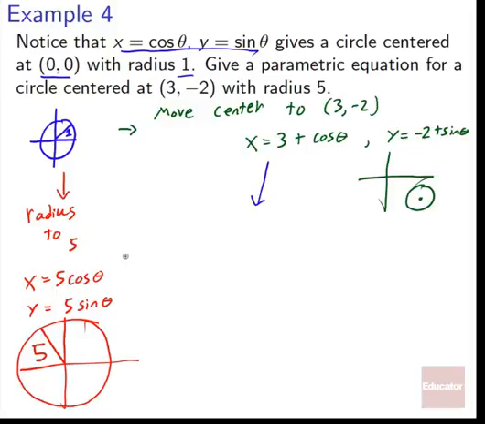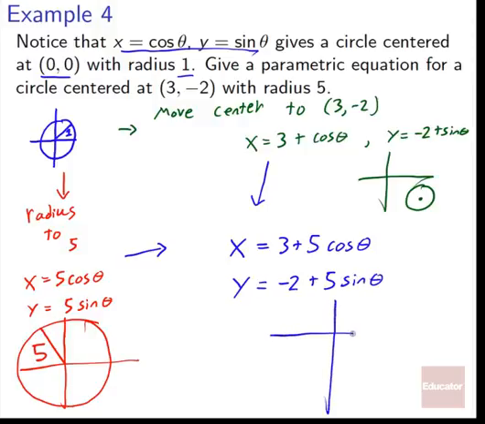Okay, so we take these two ideas and we put them together. So we combine moving the center, we combine expanding the radius out. So now we've got a radius of 5 is 5 cosine theta and 5 sine theta, x and y respectively. So if we want to move that, we just add 3 and negative 2. So we put these two ideas together and we get x equals 3 plus 5 times cosine of theta and y equals negative 2 plus 5 times sine theta. That would wind up getting us a circle that starts at 3, negative 2, and has a radius of 5. Cool.